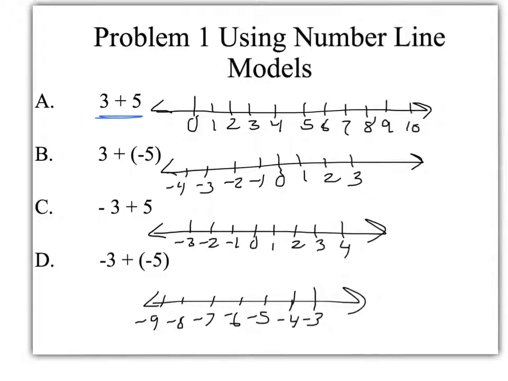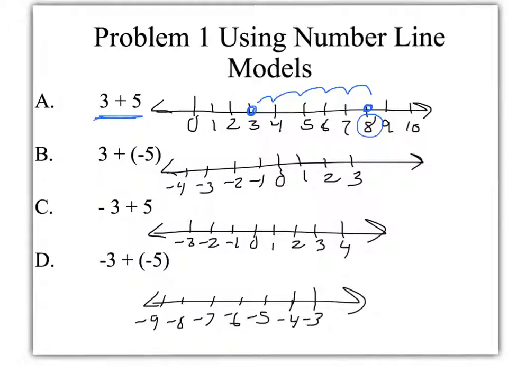The first problem is 3 plus 5. So you put a dot at 3, and then you add on 5. So you're working your way 5 up. So 1, 2, 3, 4, 5. And you end at 8. So 3 plus 5 is 8. And you shouldn't need a number line to do that.